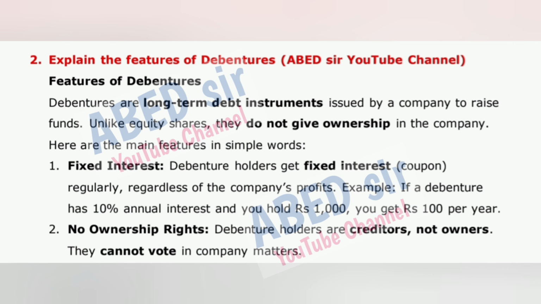1. Fixed interest. Debenture holders get fixed interest, coupon, regularly, regardless of the company's profits. Example, if a debenture has 10% annual interest and you hold 1,000 rupees, you get 100 rupees per year. 2. No ownership rights. Debenture holders are creditors, not owners. They cannot vote in company matters.